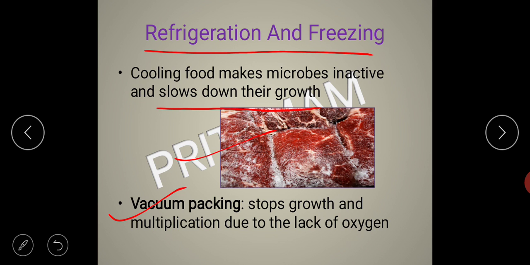Next topic that we are going to discuss is the vacuum packing method of food preservation. You know students, many microbes are aerobic. Aerobic means they use oxygen for respiration. When food is stored in vacuum, the microbes cannot grow, it stops growth and multiplication due to the lack of oxygen. If there is less oxygen or no oxygen at all, the microbes cannot grow.